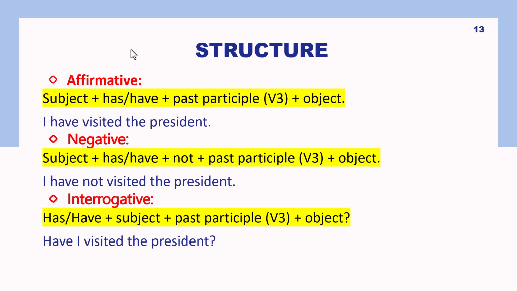So let's get back to change the sentence into question. I have visited the president. If you would like to change this sentence into question, all you need to do is to bring the helping verb have to the beginning. Have I visited the president? This is the sentence. So let's move on.